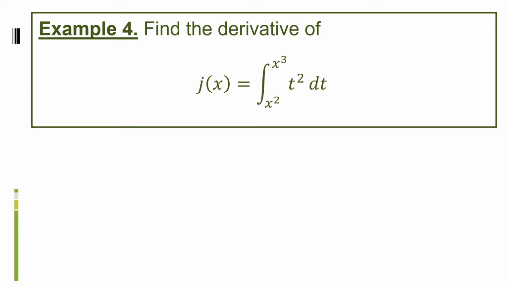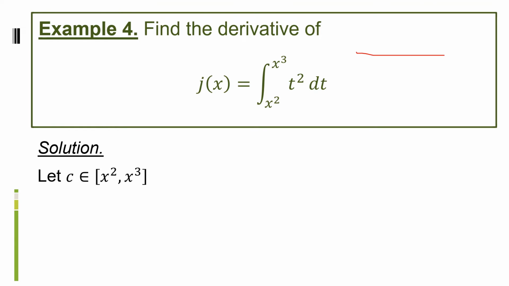Let's find the derivative of j of x equals the definite integral from x squared to x cubed of t squared dt. So parang same doon sa example number 3 natin kanina yung ating solution, pero this time, yung lower at upper limit natin ay parehong variable in x. So we let c be an element of the closed interval x squared, x cubed. So kung ito yung ating x squared at ito yung ating x cubed, andito yung ating c.